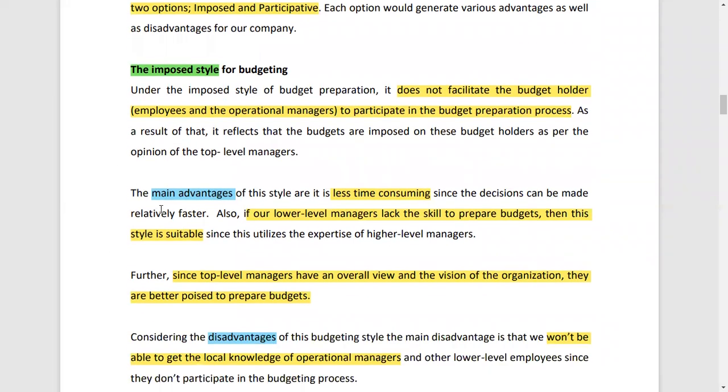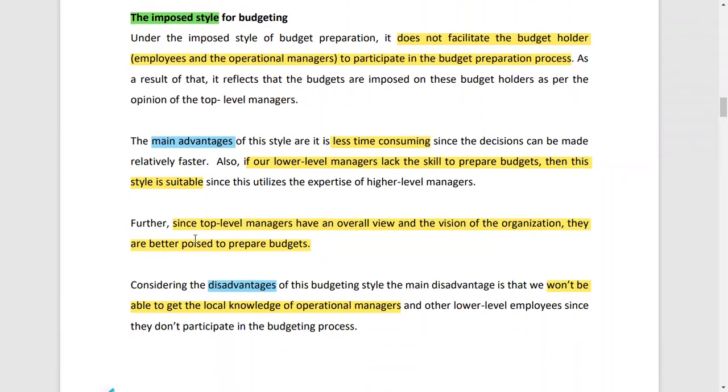Then I'm highlighting the main advantages. The imposed style is less time consuming. If our lower level managers lack the skill to prepare budgets, then this style is suitable. So it's less time consuming, and if our low level staff do not know how to prepare budgets, then the imposed style is better. Further, since top level managers have an overall view and the vision of the organization, they are better poised to prepare budgets. So these are the advantages of an imposed style of budgeting.